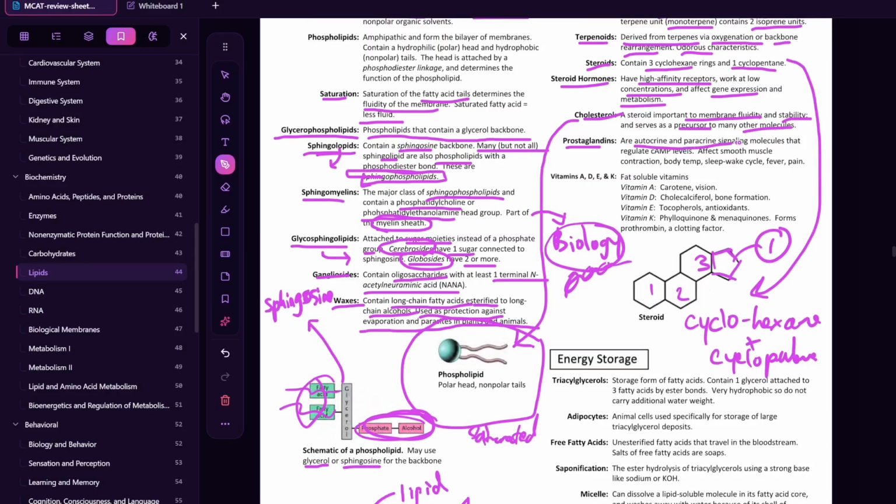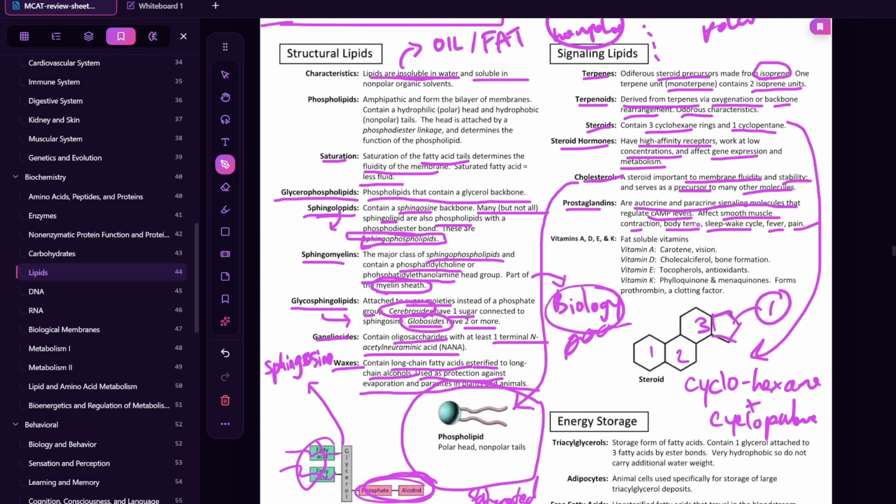Prostaglandins are autocrine and paracrine signaling molecules that regulate cyclic AMP levels. So they can affect your smooth muscle contraction, body temperature, sleep-wake cycle, fever, and pain. And then you have fat-soluble vitamins A, D, E, and K. You just have to remember that A, D, E, and K are fat-soluble, and so they like to be with lipids. They like to be with fat, kind of thing.